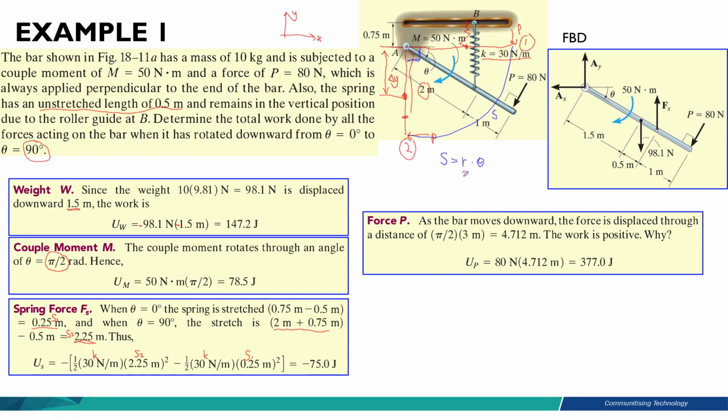And theta here is basically pi over 2. We have to convert it to radian. That is basically 90 degrees. So the displacement of the force P is pi over 2 times 3. We have 4.712 meter. This is the displacement. And the work done by the force is simply the force 80 Newton times the displacement. So 80 times 4.712, we have 377.0.